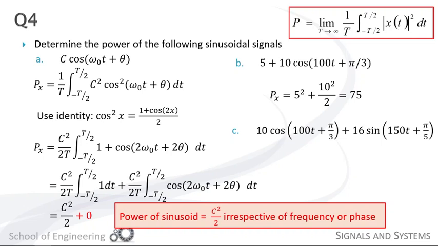A sinusoid will be the amplitude squared on 2. And given that, part C should be trivial. Anybody else got an answer except for these two guys? Part C, yes? Yeah.